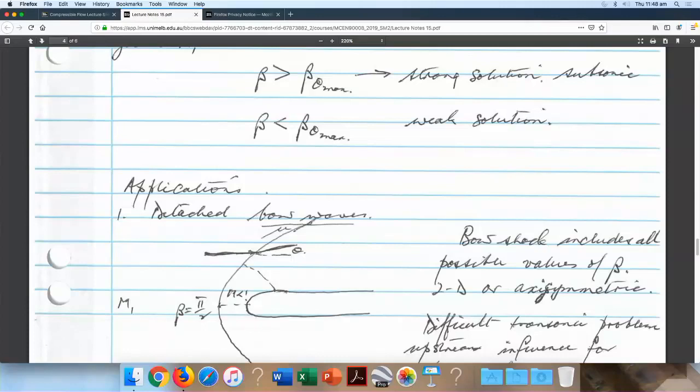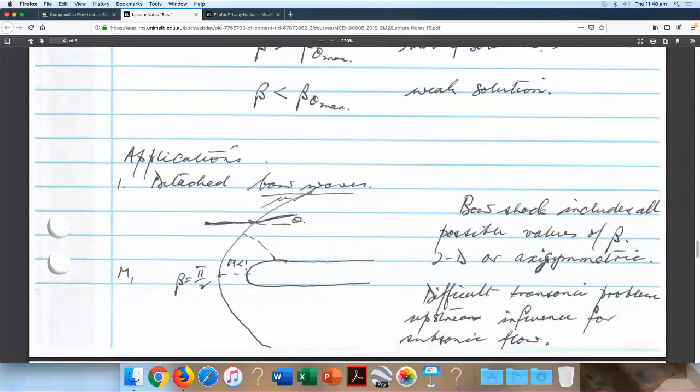All right, so the bow shock includes all possible values of beta, and that's true whether the flow is 2D or axisymmetric. And this part in here is a difficult transonic problem because of the upstream influence for Mach number less than 1 here.